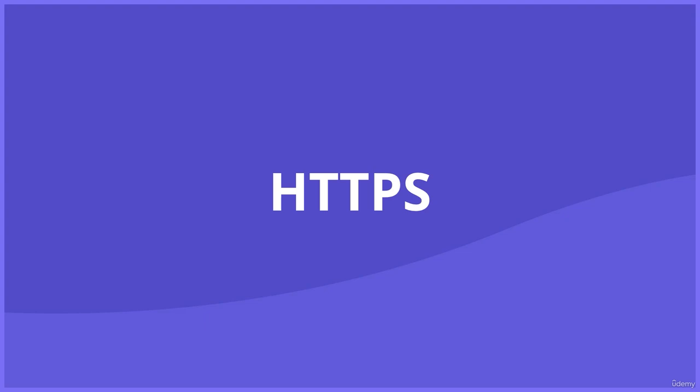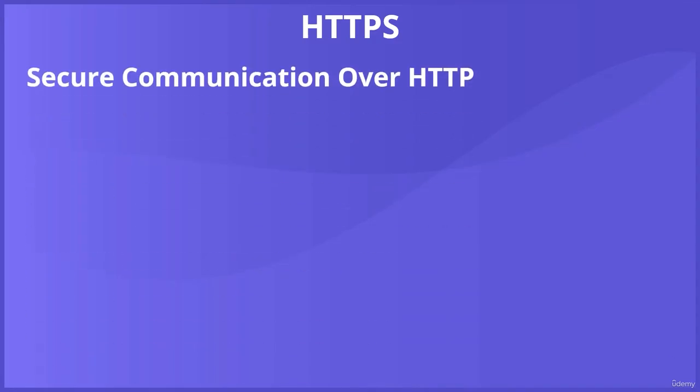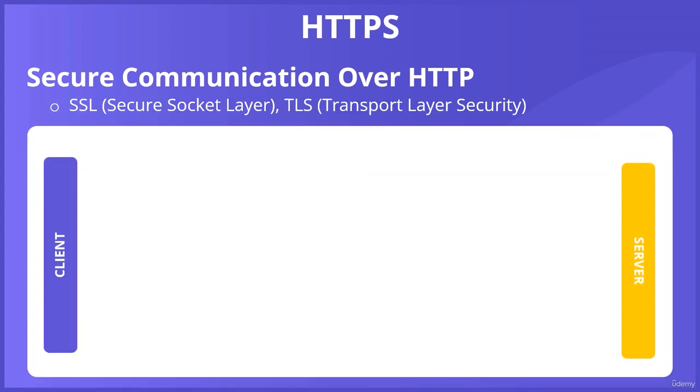Now, HTTPS consists of communication over HTTP within a connection encrypted by TLS, Transport Layer Security, or its predecessor, SSL, the Secure Sockets Layer. The main motivation for HTTPS is authentication of the visited website and protection of the privacy and integrity of the exchanged data. So let's see how a typical encrypted connection between the server and the client is established.